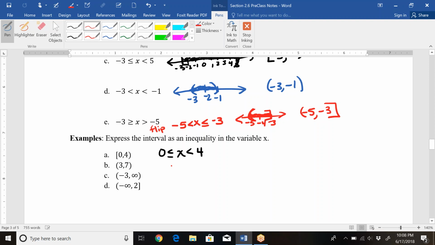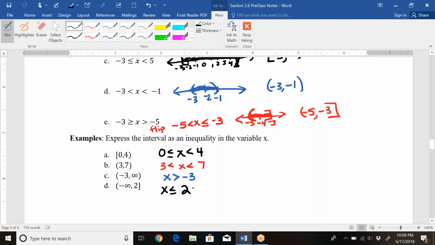For the next one, it's between 3 and 7, so 3, x, and 7, and they're both going to be just less thans. And then for the next one, we're saying negative 3 to positive infinity, so we're going greater than that. And notice there is an infinity, so that means you should only have one inequality. So x is greater than negative 3, but not equal to. And then finally, this is looking like we're shading to negative infinity, so to the left. So this would be x is less than or equal to positive 2. And it's less than or equal to because of the bracket.